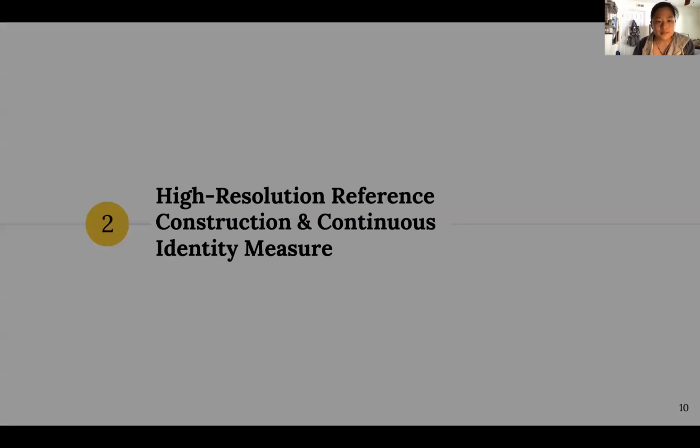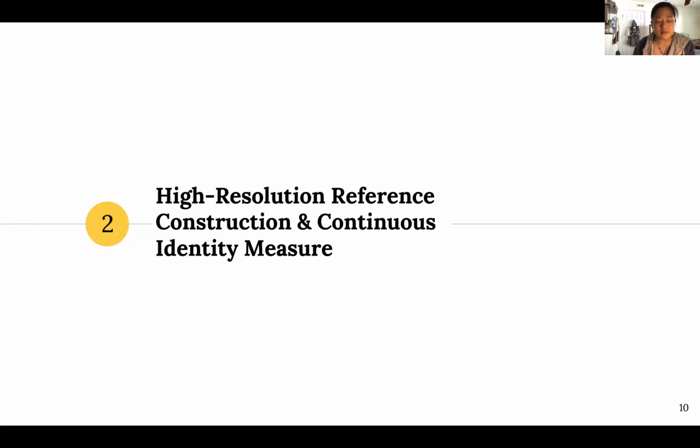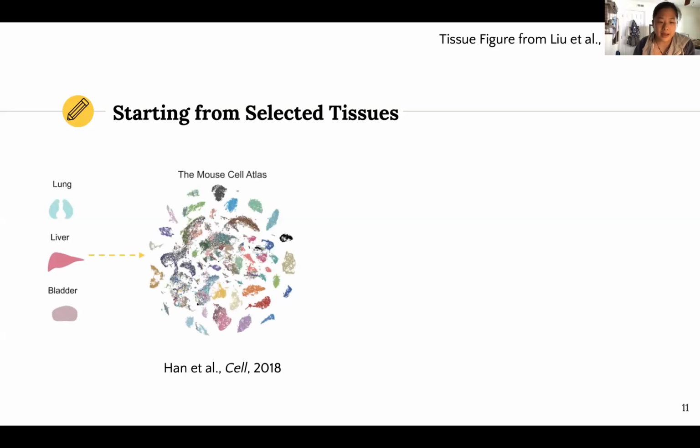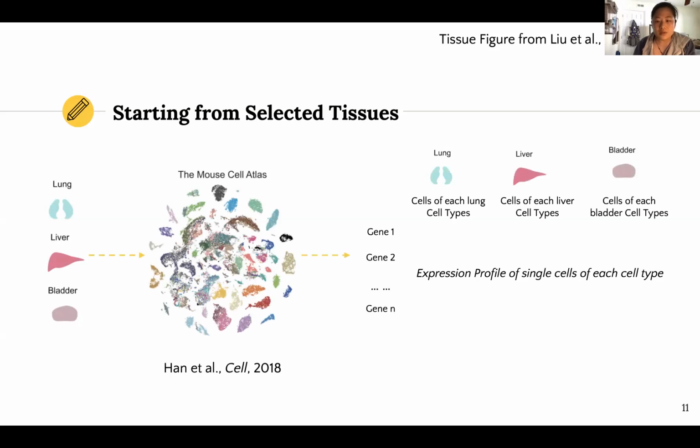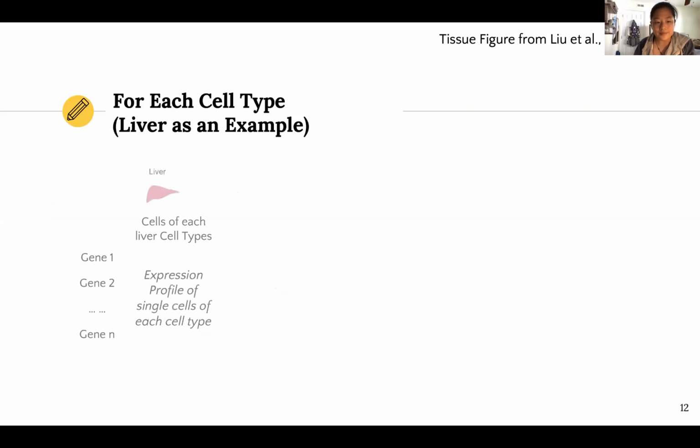Taking it from there, we will construct a high resolution reference and then perform the second step, which is to do a continuous identity measure on this high resolution reference. Starting from the selected tissues, we will go back to the mouse cell atlas again, which will give us the different expression profiles of the single cells of each cell type. We will take liver as an example here.